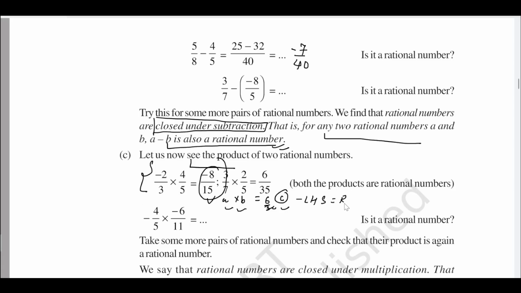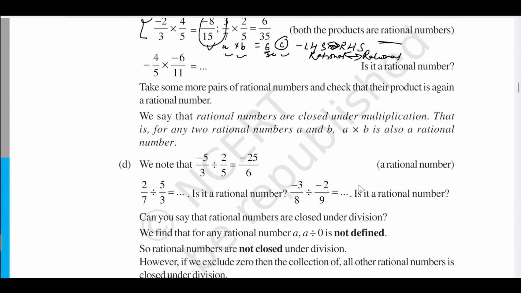We had rational numbers on the LHS and we got rational numbers on the RHS. So we can say rational numbers are closed for multiplication. Both products are rational numbers.